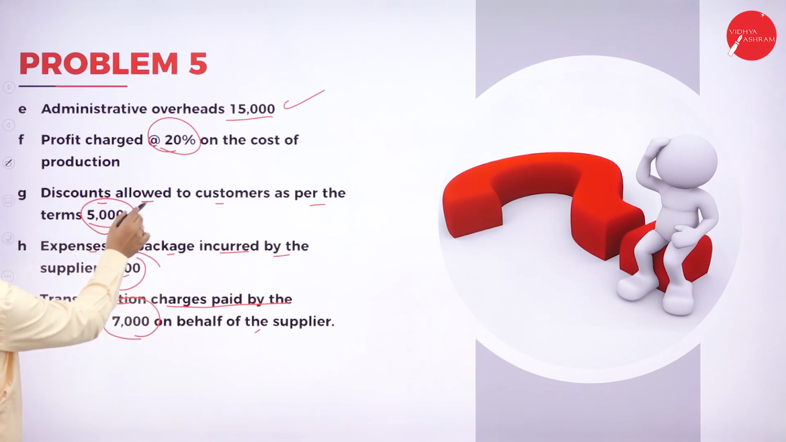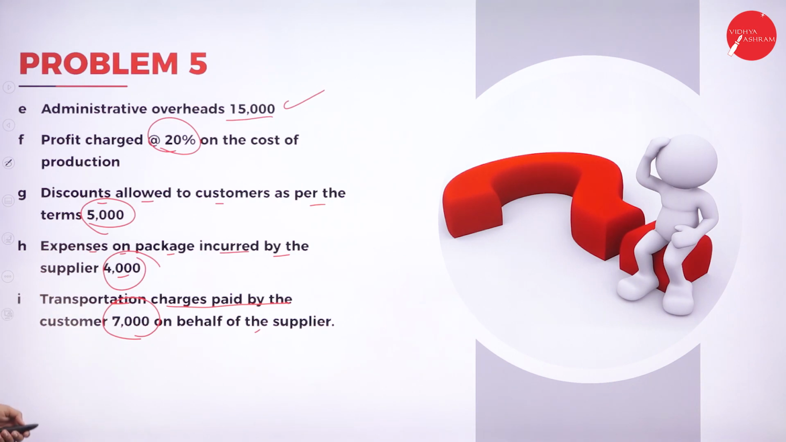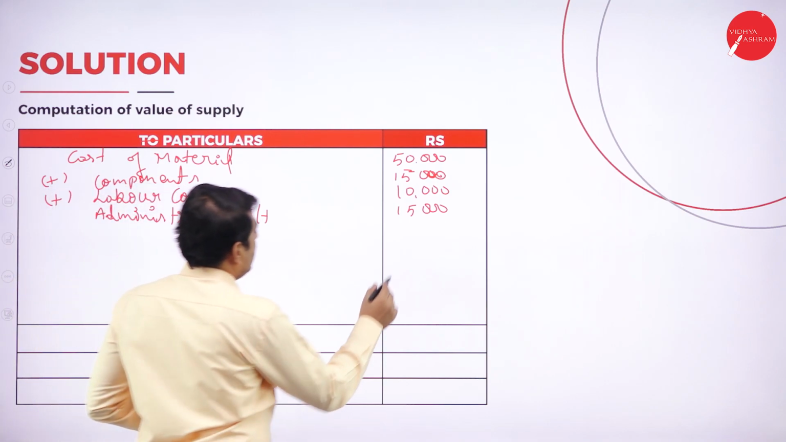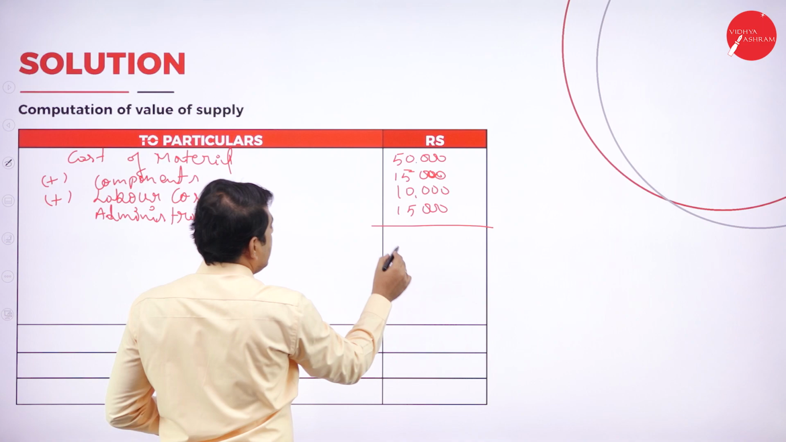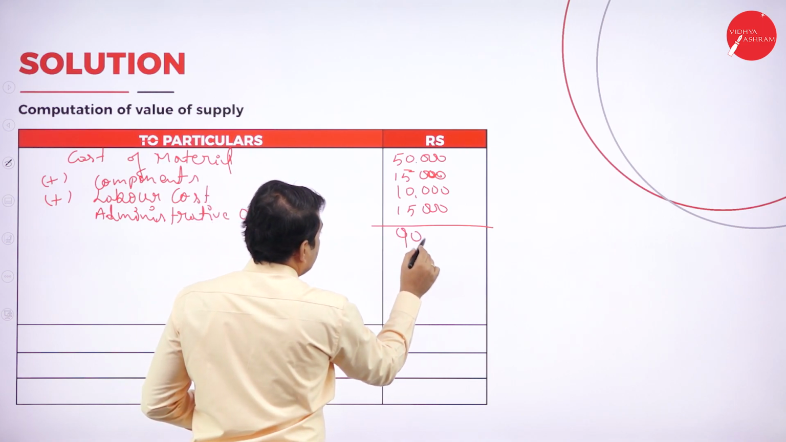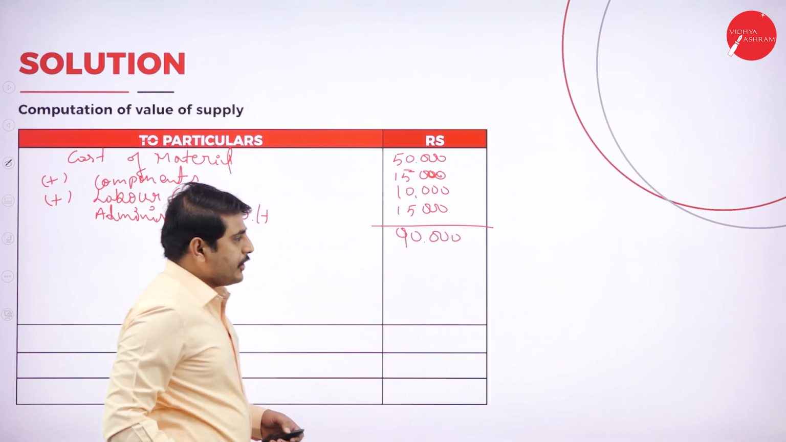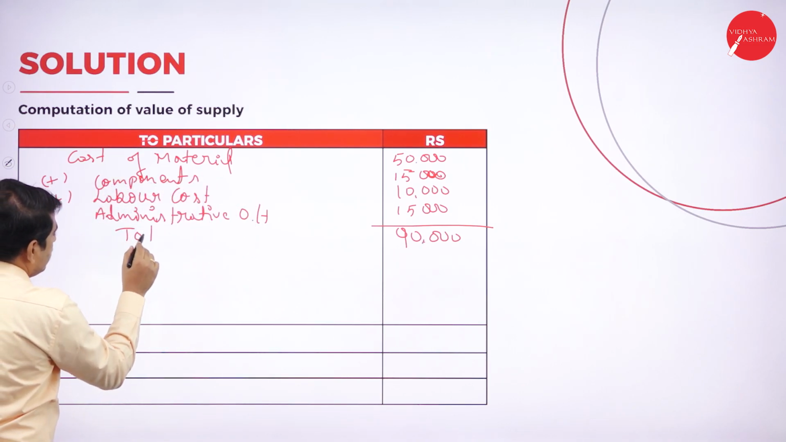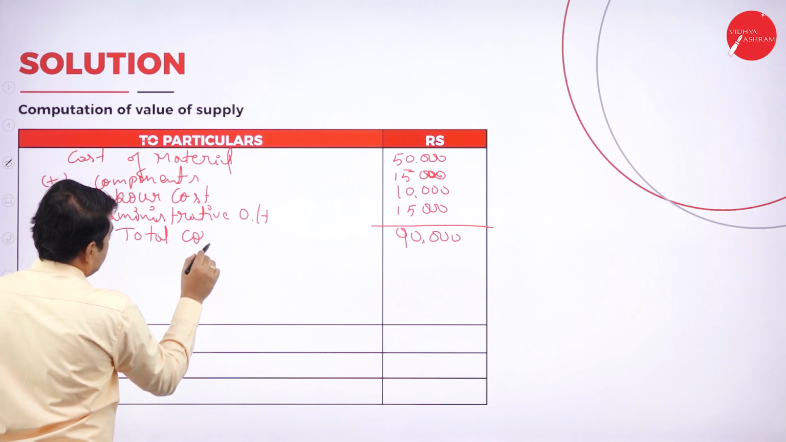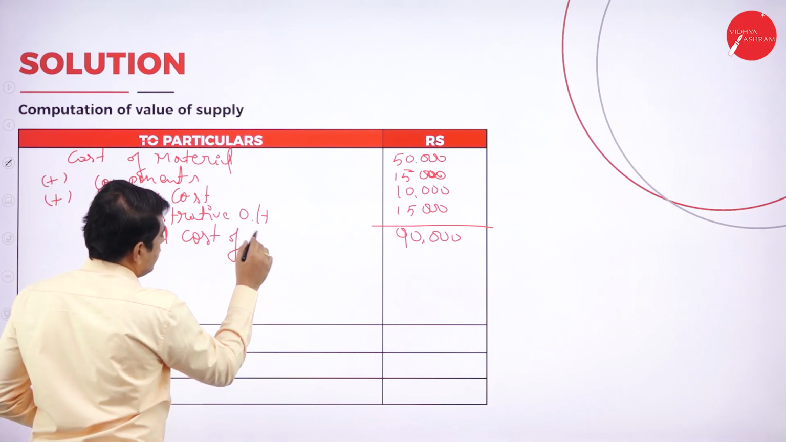So now discount will be calculated later. Packing also we can add later. Transportation charges also we can add later. So first this is the total cost of production. So the total is 90,000. Total cost of production is 90,000.